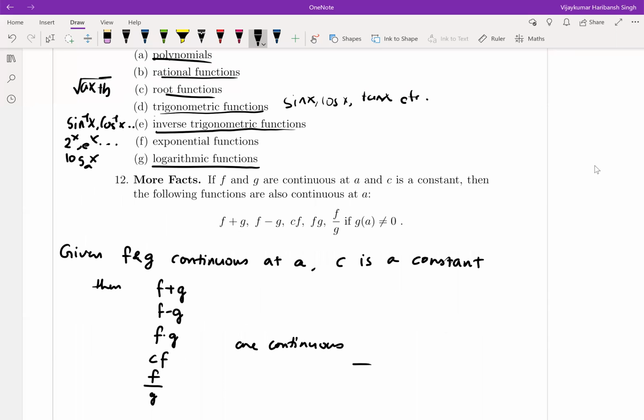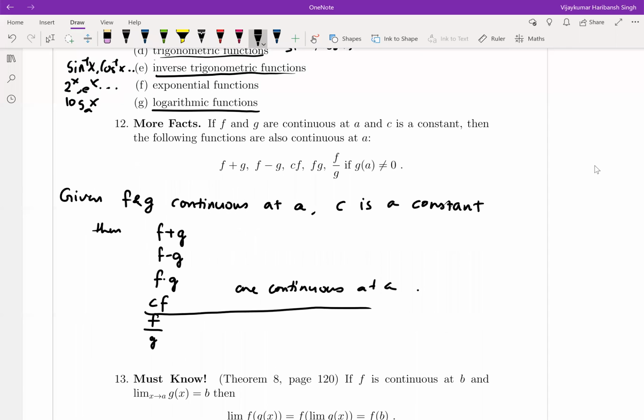So these functions are continuous at a as well. And in the case of f over g, we need something extra. It is continuous at a, provided that g of a is not 0.